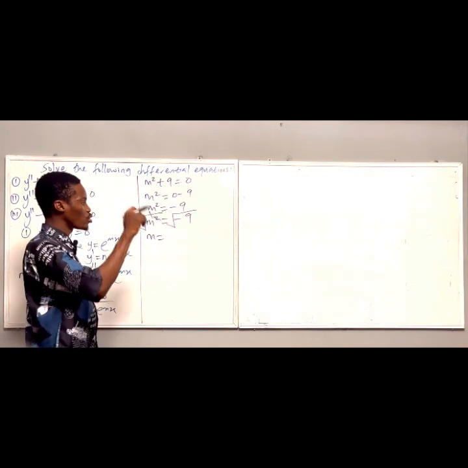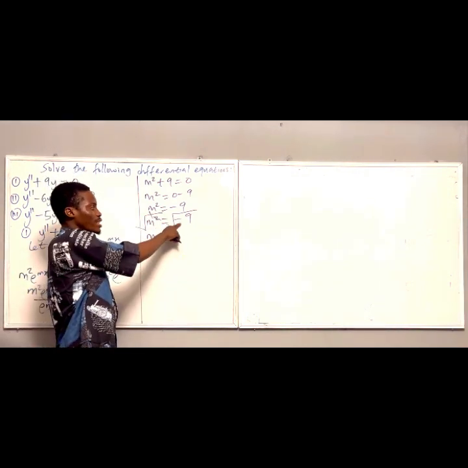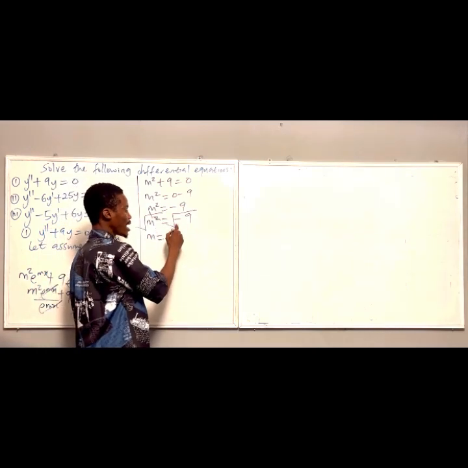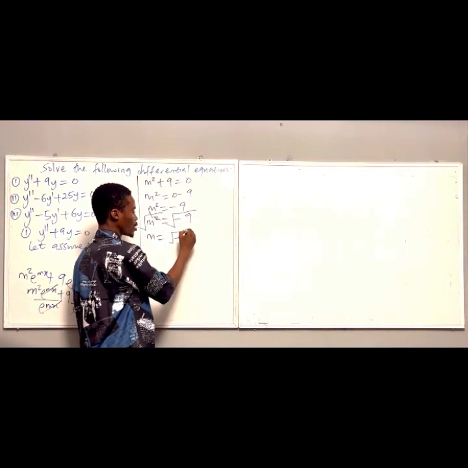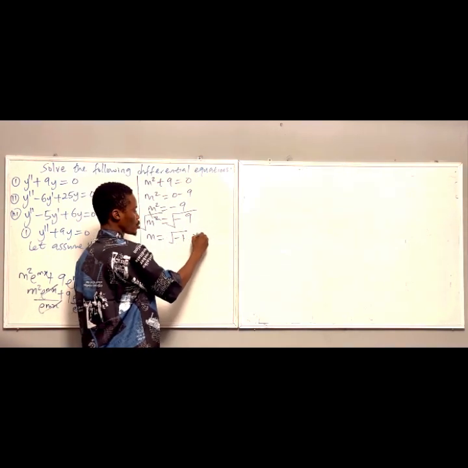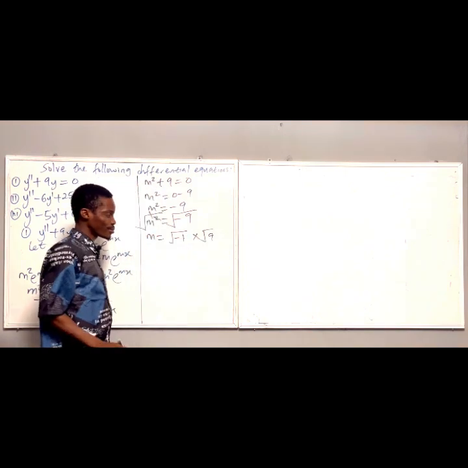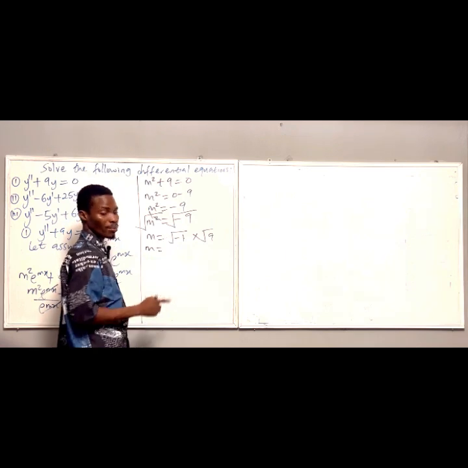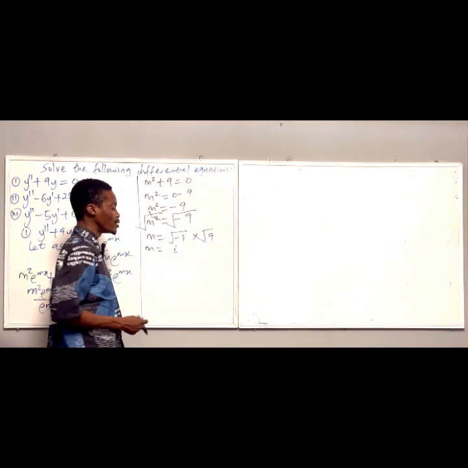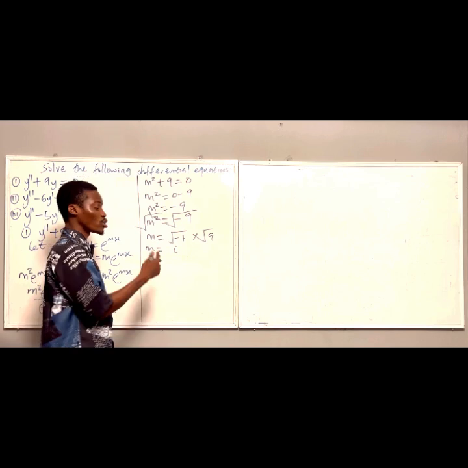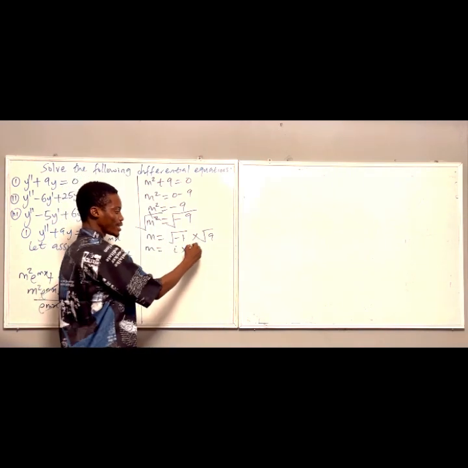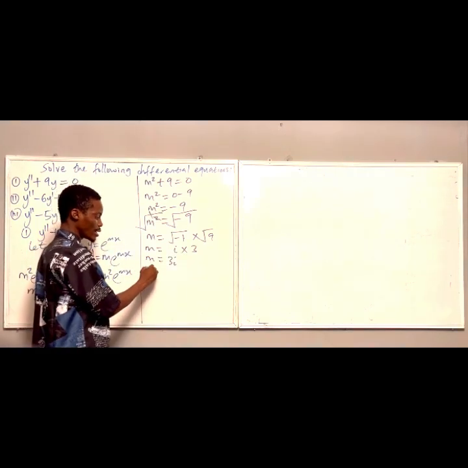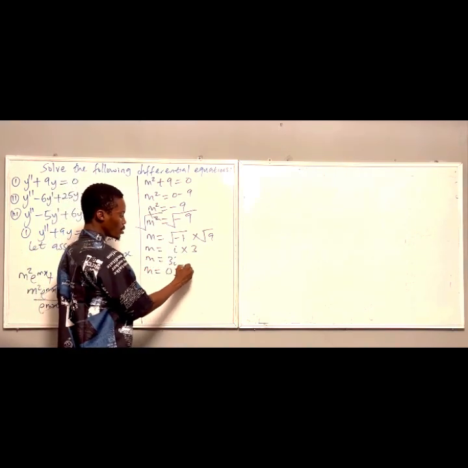Remember that whenever we have the square root of a negative number, our i is the square root of minus 1. So the square root of minus 9 is the square root of minus 1 times root 9. In complex analysis, the square root of minus 1 is i, and the square root of 9 is 3. So I'm going to have m is equal to 3i. So for me, I will now get m is equal to 0 plus or minus 3i.